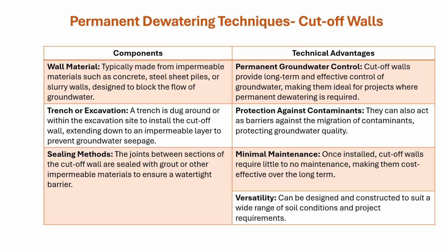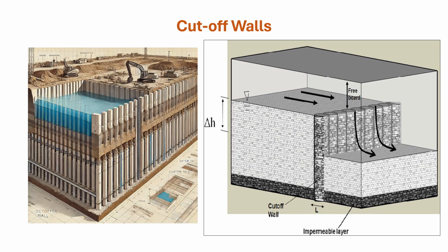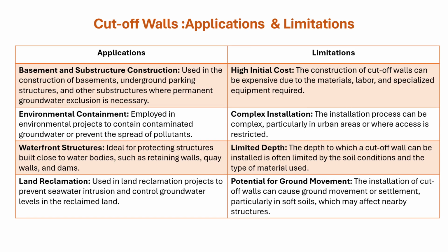Using cut-off walls has several advantages, including the permanent groundwater control throughout the life of the project, protection against contaminants. They need minimal maintenance and they are versatile. This diagram shows an example of a cut-off wall, where we can apply cut-off walls in basements and substructure constructions such as ground parking structures.